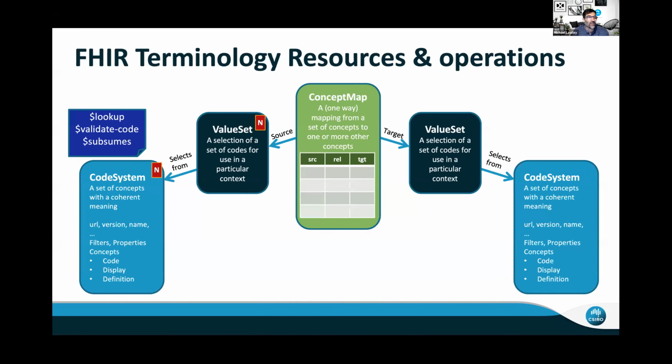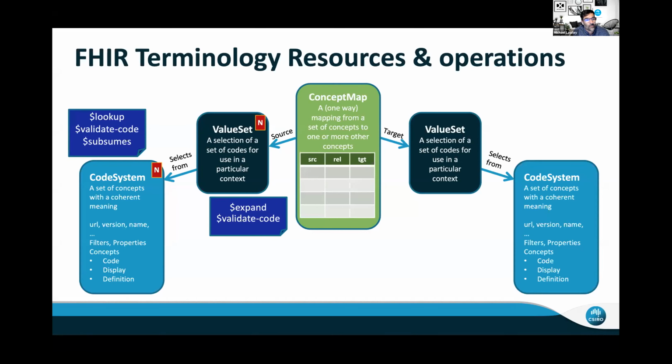And then there are a set of operations that are applicable for these resources. The code system comes with a lookup operation, a validate code operation, and the subsumes operation. Lookup lets you find out properties of the code and its synonyms. Validate code lets you check whether a code is a valid member of the code system. And subsumes lets you do hierarchy testing. So is this code more general or more specific than another code, usually in the same code system.